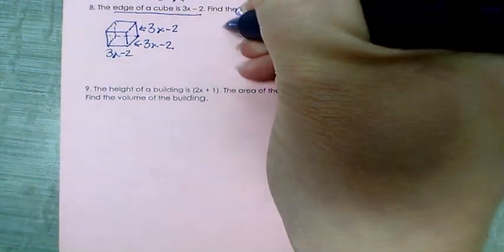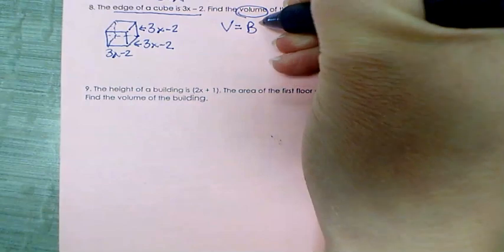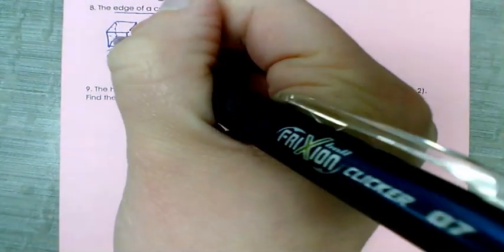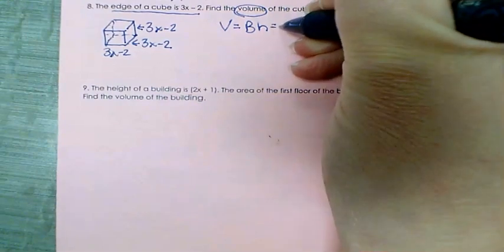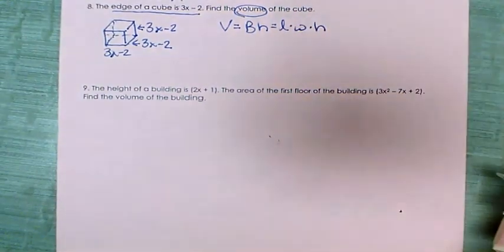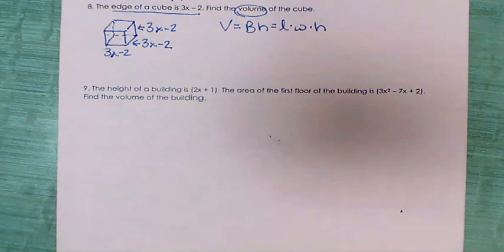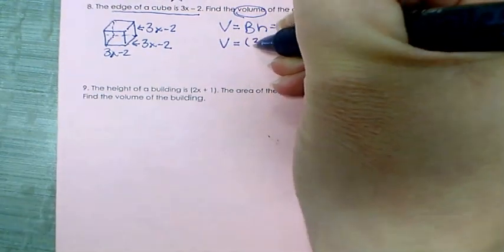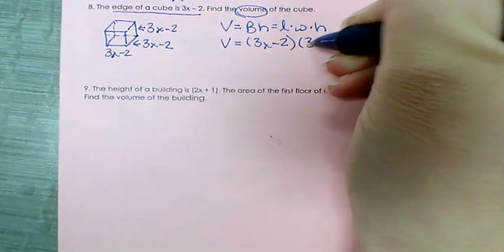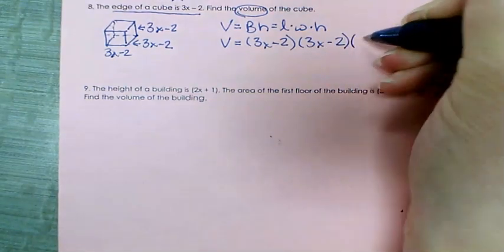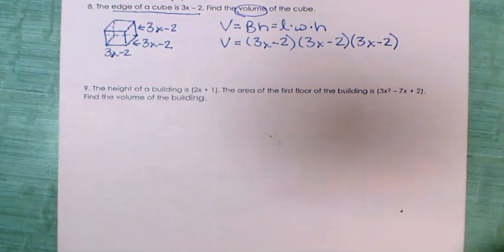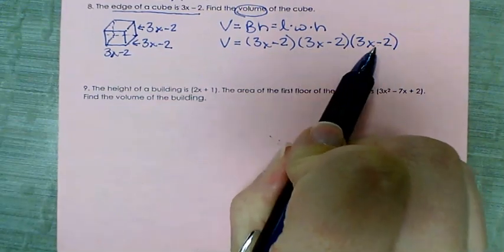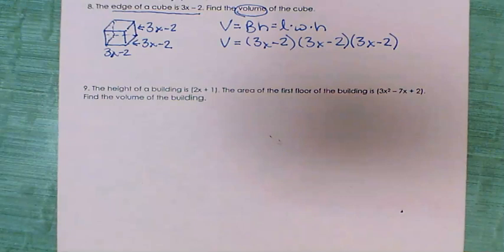And if you remember, the volume of a prism is the area of the base times the height. Well, the area of the base is just the area of a square. So the length times the width times the height. So if I substitute 3x minus 2 in place of length and width and height, I end up getting something that looks a whole lot like the previous problem. 3x minus 2 for the length times 3x minus 2 for the width times 3x minus 2 for the height. So you have an example from number 7 on how to multiply 3 binomials together. So I want you to pause your video and try number 8.